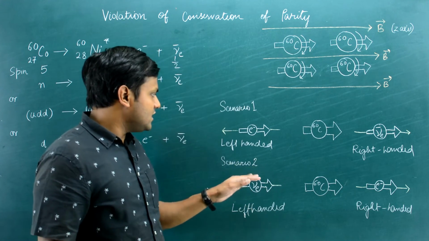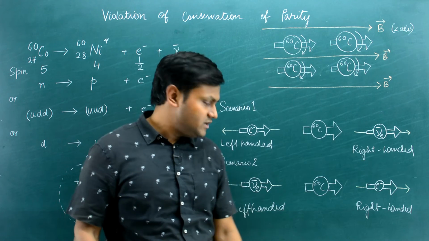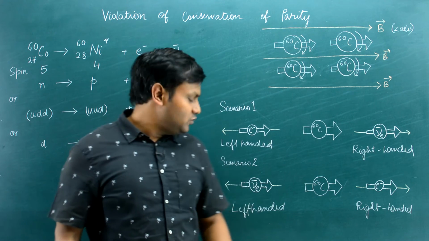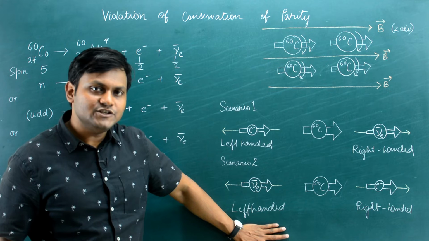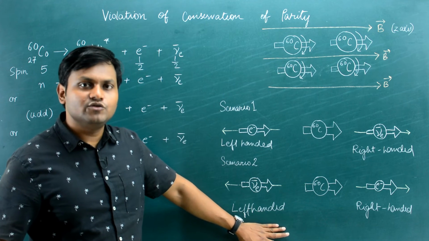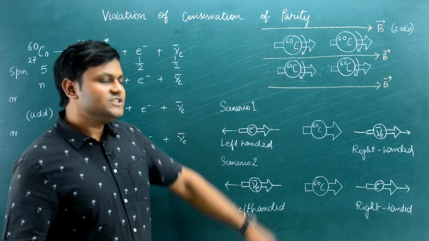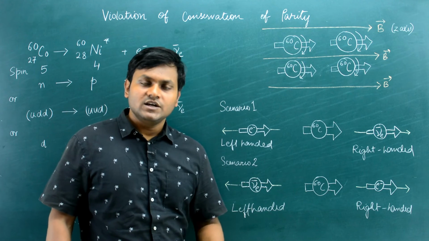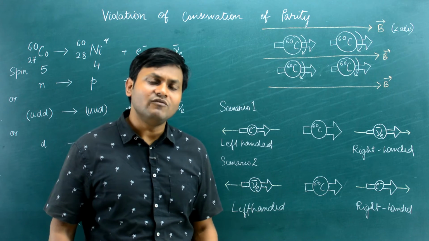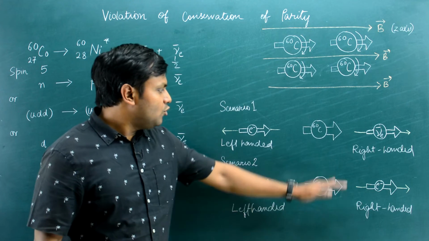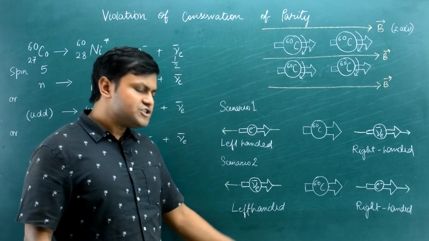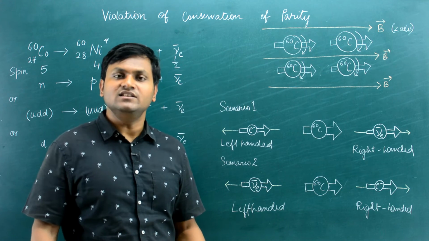So in one scenario, left-handed electrons and right-handed antineutrinos are emitted. In the other scenario, left-handed antineutrinos and right-handed electrons are emitted. I just now told you that left-handed antineutrinos are not found in nature. No weak interaction whatsoever leads to the emission of a left-handed antineutrino. So even though both these scenarios are possible through conservation of linear momentum and conservation of angular momentum, and they don't violate any other known laws of physics, both these scenarios don't seem to happen. Because if they did, it would lead to the creation of left-handed antineutrinos, which are not seen in nature.